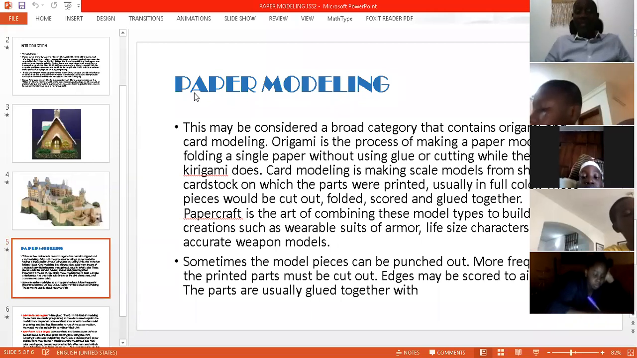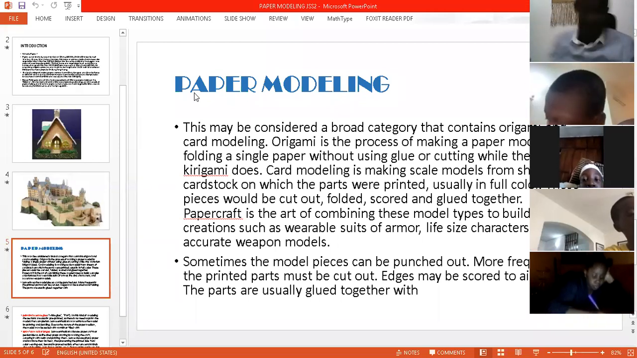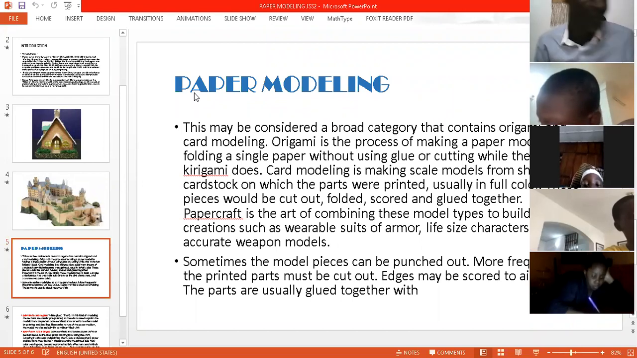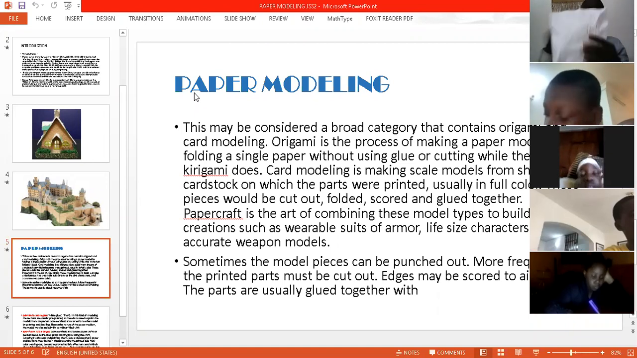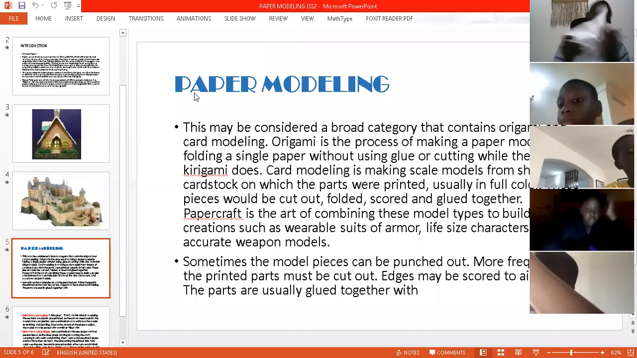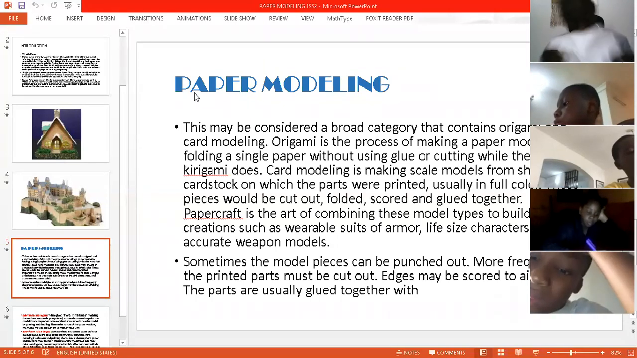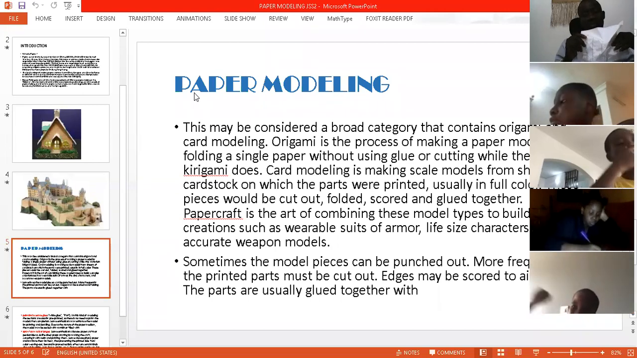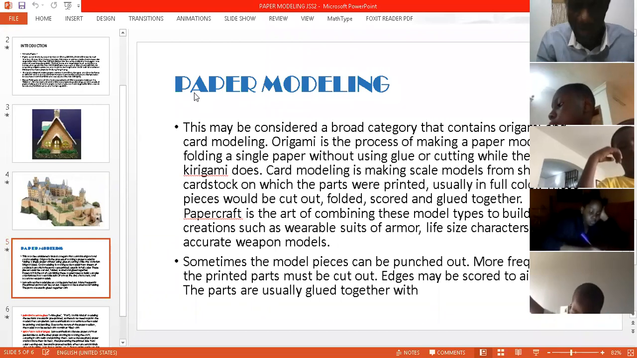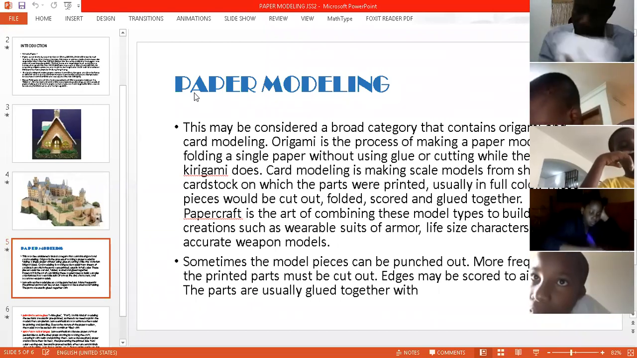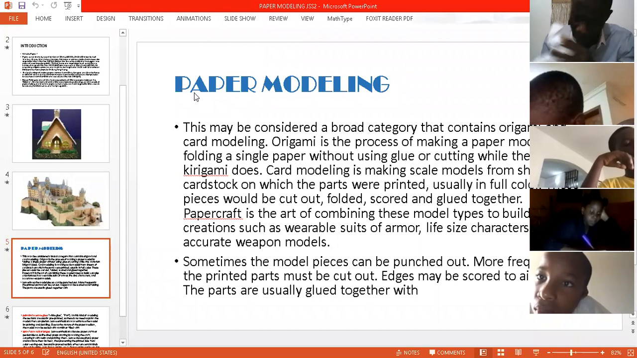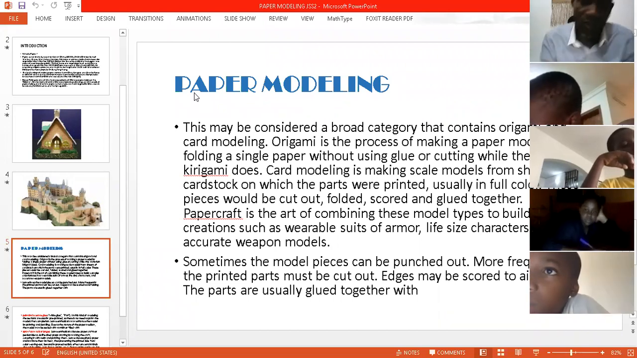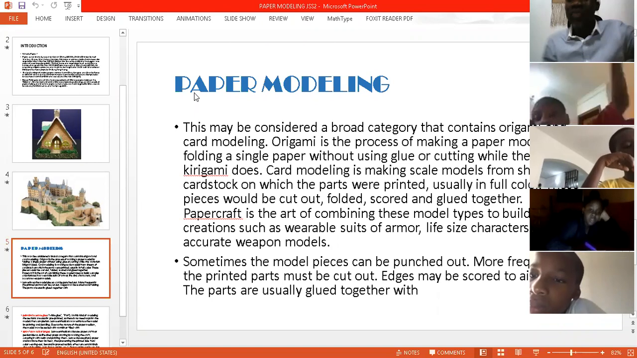Now, sometimes the model piece can be punched out. You know what punched out is? Let's do it this way. You have this paper now. If I'm holding the paper, when I do like this, the paper is punched out. So, punch out is when you push the paper inward. More frequently, the paper parts must be cut out.